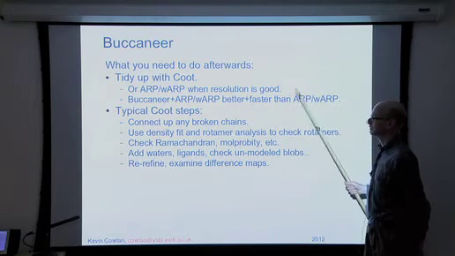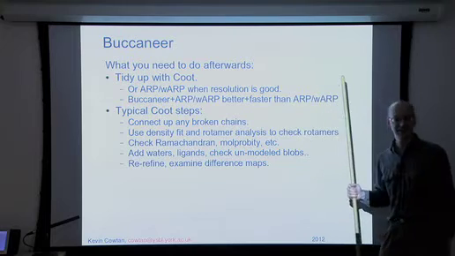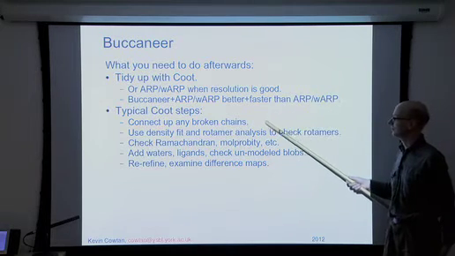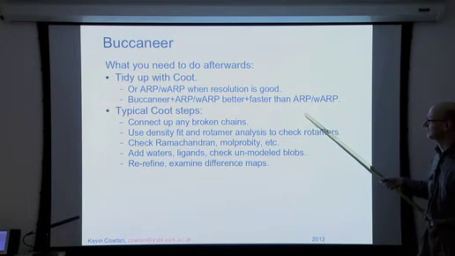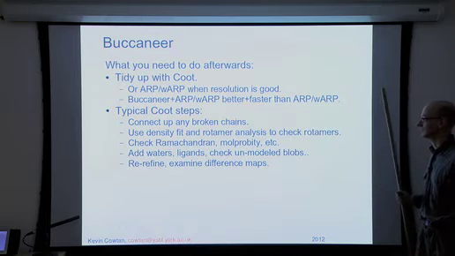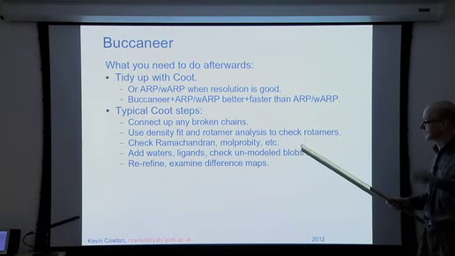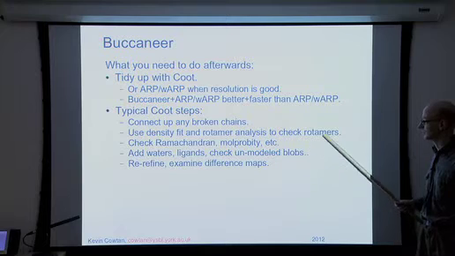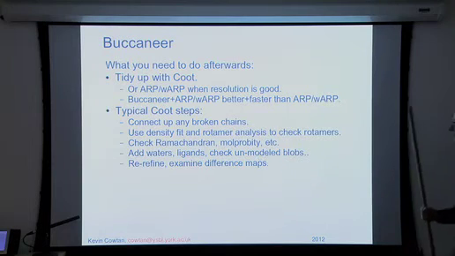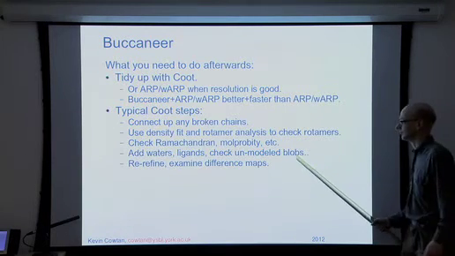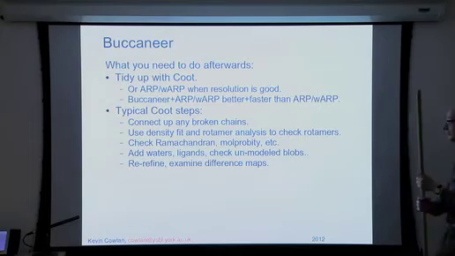Typically, things that you might have to do in Coot: it tries to connect up the broken chains now, but you may have to do some of that by hand. Extensive use of density fit and rotamer analysis to look at dodgy residues, check the Ramachandran and MolProbity, add waters, ligands, look for unmodeled blobs, check that the chains are complete. Are there any residues missing on the end or unsequenced at the end? They'll be marked as residue type UNK for unknown.